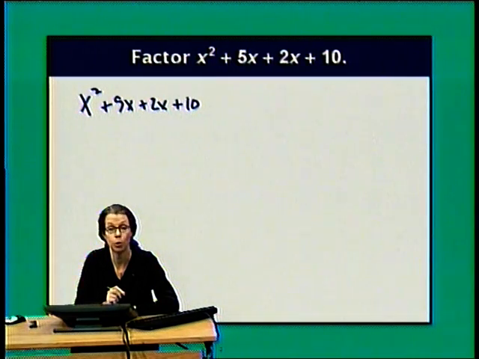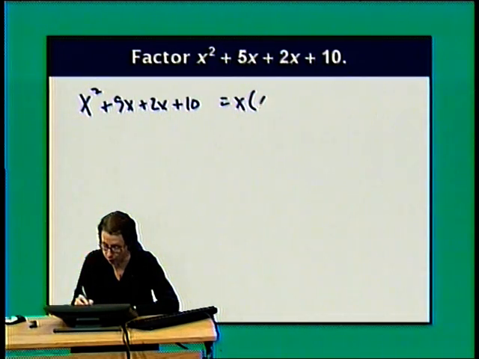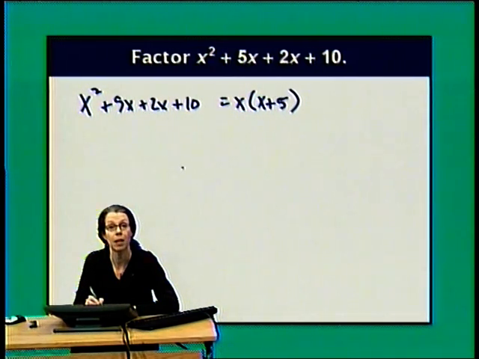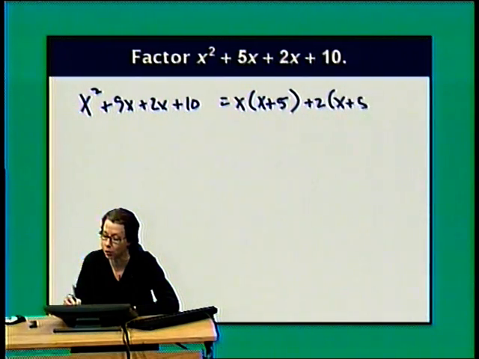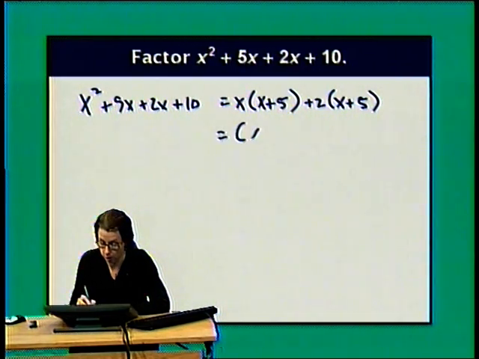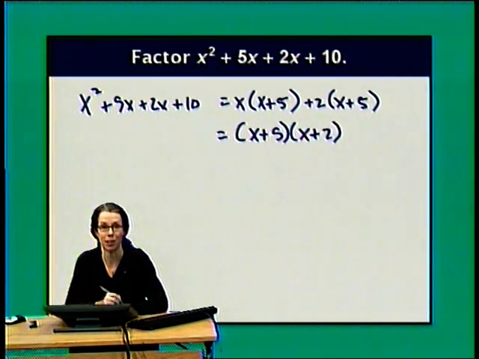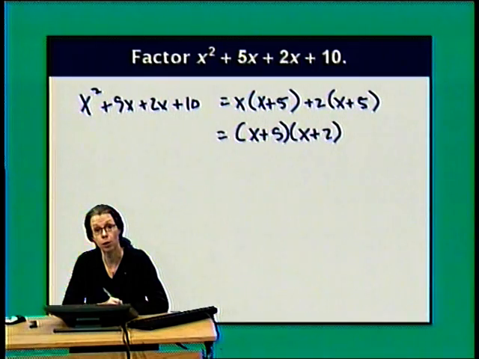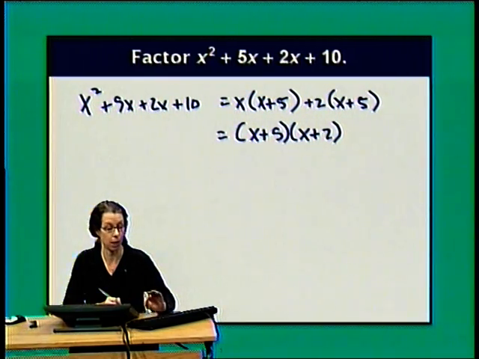Well, the first two terms in this expression have a common factor of x. When I factor that out, I'm left behind with an x plus 5. The second two terms, the 2x plus 10, share a common factor of 2. When I factor that out, I leave behind a factor of x plus 5. Now I have two terms with a common binomial factor of x plus 5. And when I factor that out, I leave behind a factor of x plus 2. So I just factored x squared plus 5x plus 2x plus 10, and I got the product of binomials, x plus 5 times x plus 2.